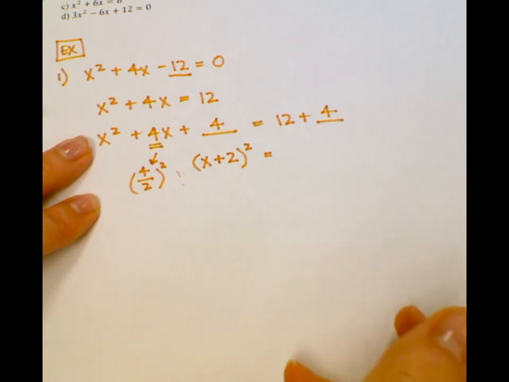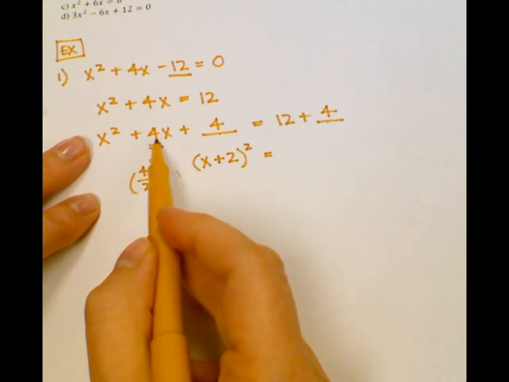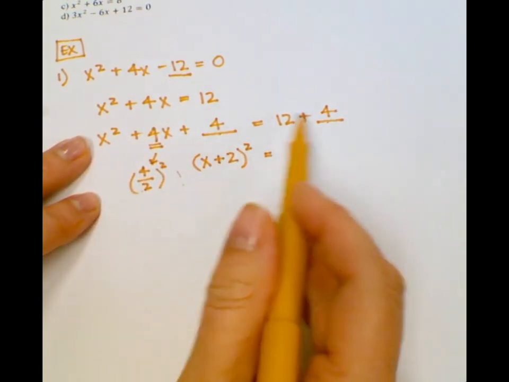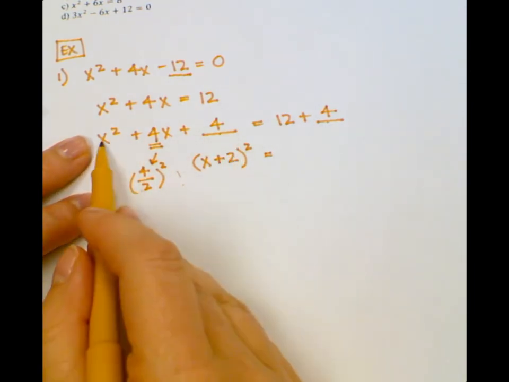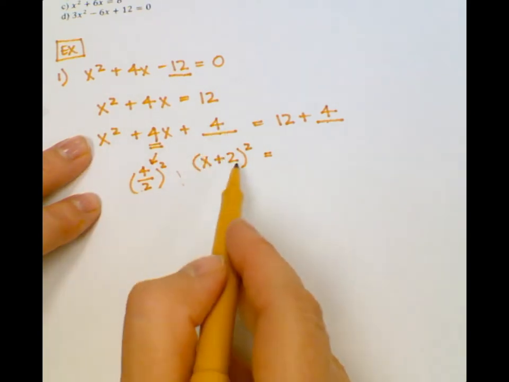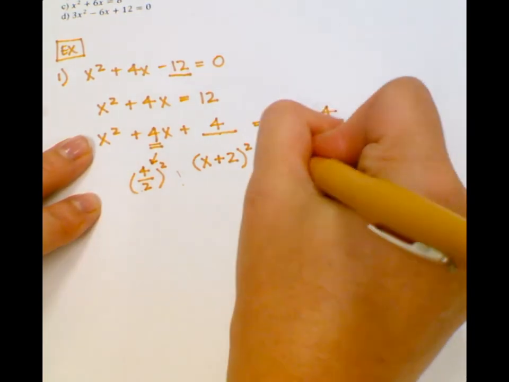Okay, so let's do it again. We get this number in the blank by doing whatever is here divided by 2 and squared. That's how I got the 4. Then this side over here is a perfect square, so I can factor it pretty easily because x squared's perfect square is x and 4's perfect square is 2. And then I just add this side. 12 plus 4 is 16.